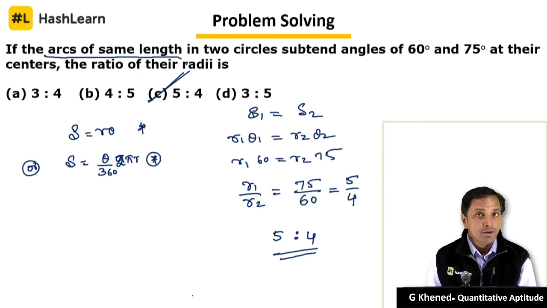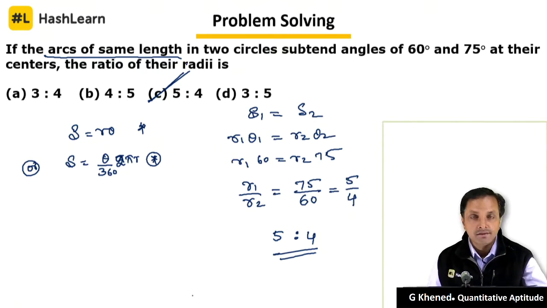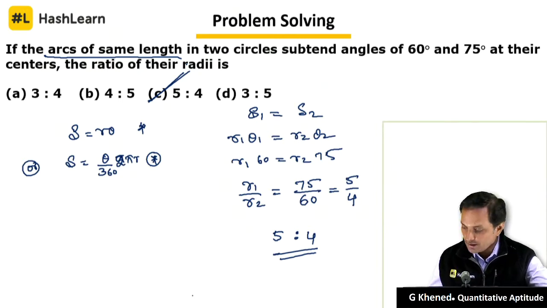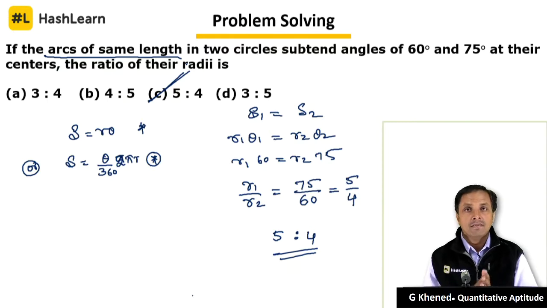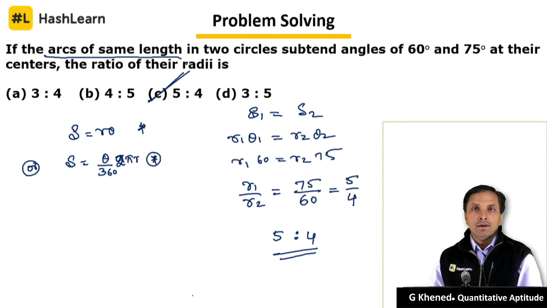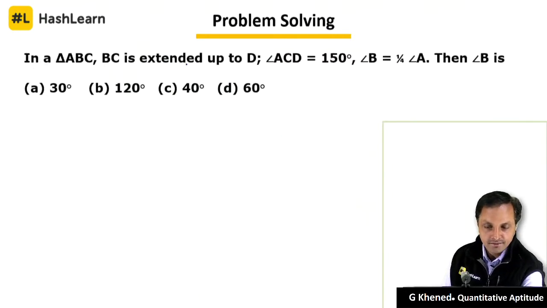So, here to be noted, since he is telling you the arcs are of same length, we are equating S1, which is the arc length of first circle, and S2 is the arc length of second circle. Okay, let us move on to the next question again.